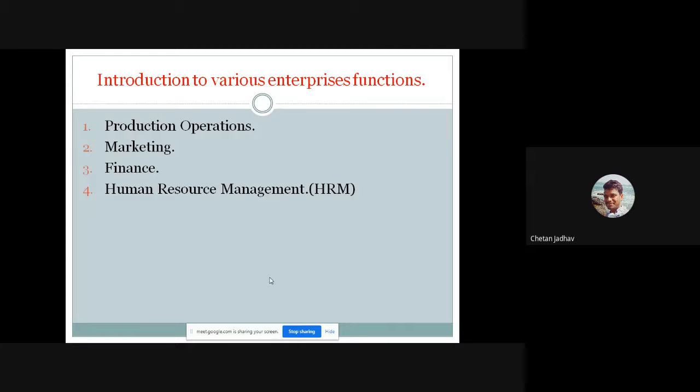First is production operations. Second is marketing. Production operations means everything from raw material to finished goods; that requirement comes under production operations. Then marketing: after the finished goods, we have to sell the product. So that is marketing. Finance is a very important part of any company or organization for running it, and it is run by the top level managers. Then human resource management, the HR department. In that department they take care of recruitment, placement and training. So these are the important functions of various organizations.